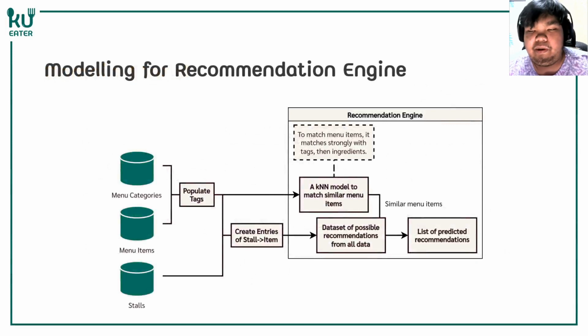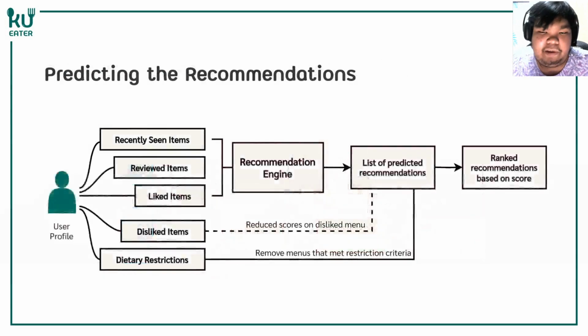Any user parameters will go through the recommendation engine. They will go through the KNN to see what preference from the user matches the most with the KNN, and then it will take those similar menu items and filter them into a list of predicted recommendations. Of course, we do not stop there, because we need to talk about the parameters that we use. The first parameter is recently seen items, and there will be review items and liked items. All of those three will be put into the recommendation engine in order to produce those lists of predicted recommendations, which makes the most sense for us.